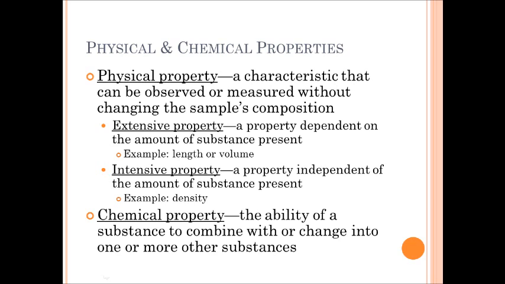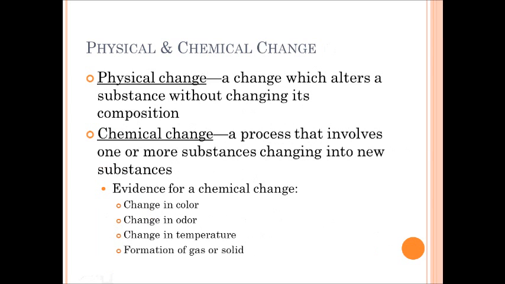And a way to remember this is intensive is independent of the amount of stuff you have, whereas extensive is dependent. And then the other type of property you can have is a chemical property. Basically this describes any property that allows the substance to combine or change into something else. Essentially, there's not really a whole bunch of chemical properties. It's really just talking more about the reactivity, which is an example of a chemical property.